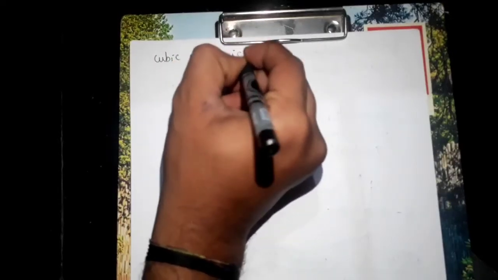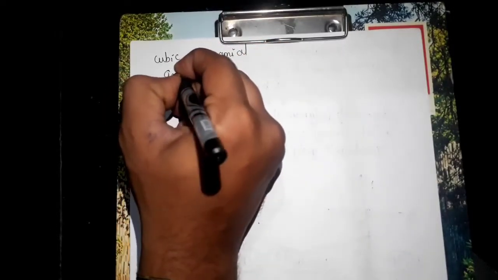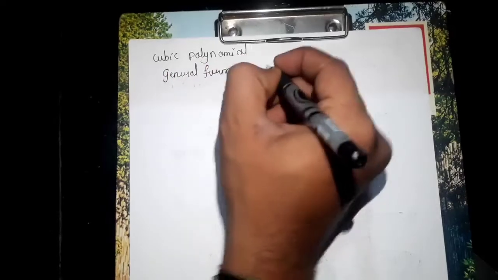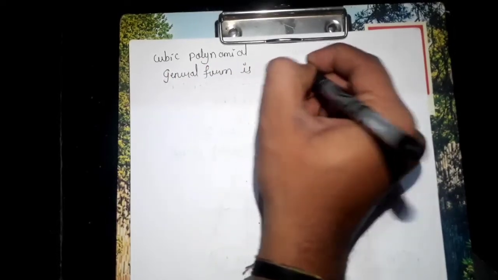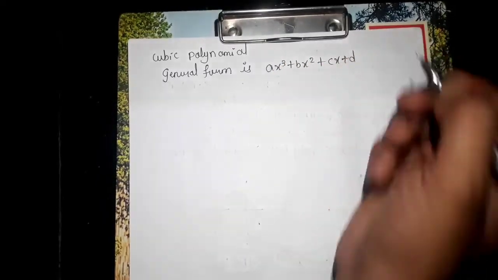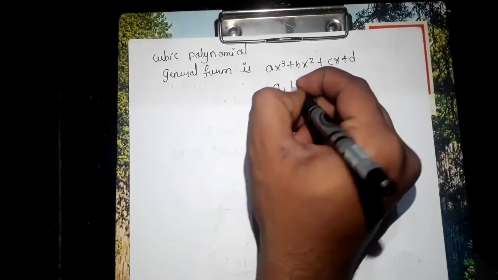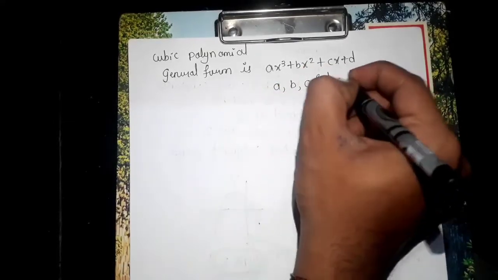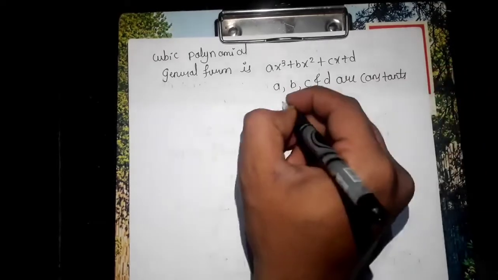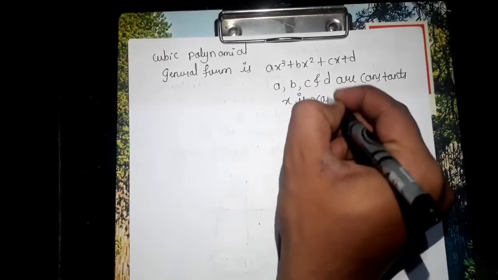Third one is cubic polynomial. General form of cubic polynomial is ax cube plus bx square plus cx plus d. Here a, b, c and d are constants, where x is variable.